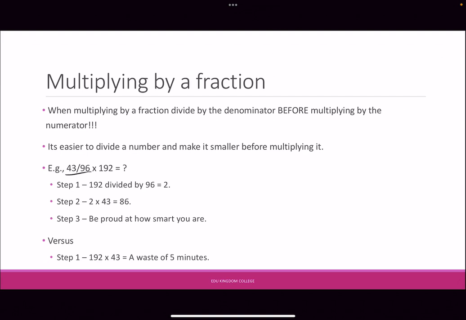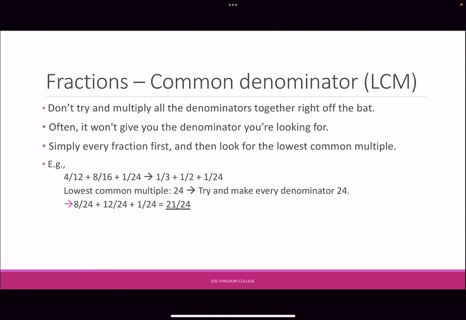So here's an example. If you have 43 over 96 times 192, if you try to multiply by 43 first, that's going to take a while. So what you want to do is divide by 96. 192 divided by 96 is 2, multiplied by the numerator after that, that's your answer. It took about 10 seconds. If you were to try and do it the other way, it would take a lot longer.